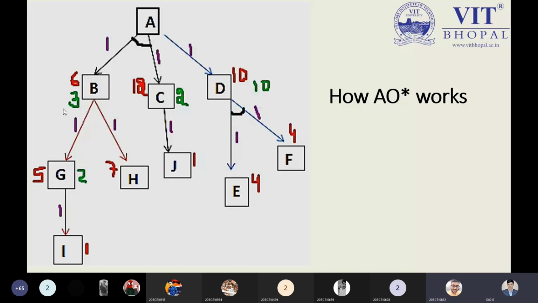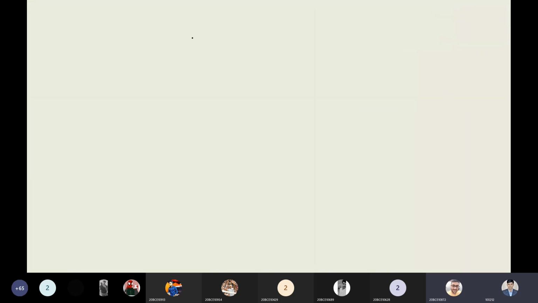Yes, tell me. I need the answer from the students. What is meant by the new heuristic value? Let me draw the diagram here to explain.